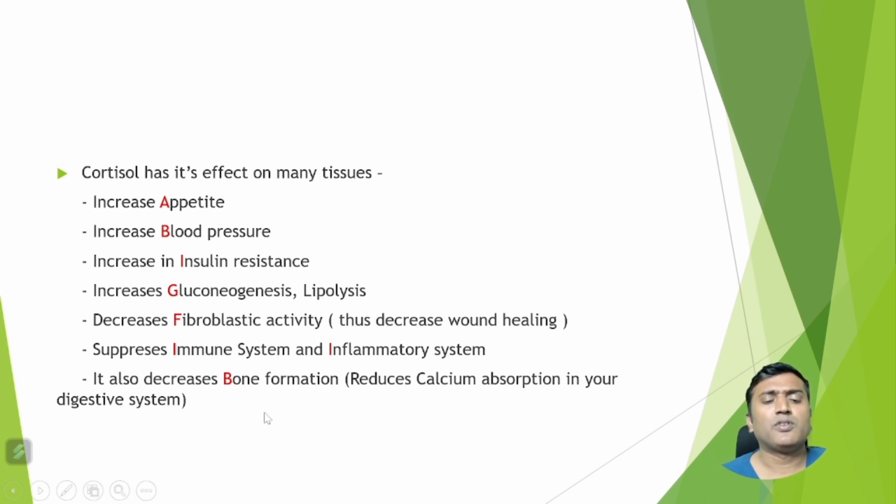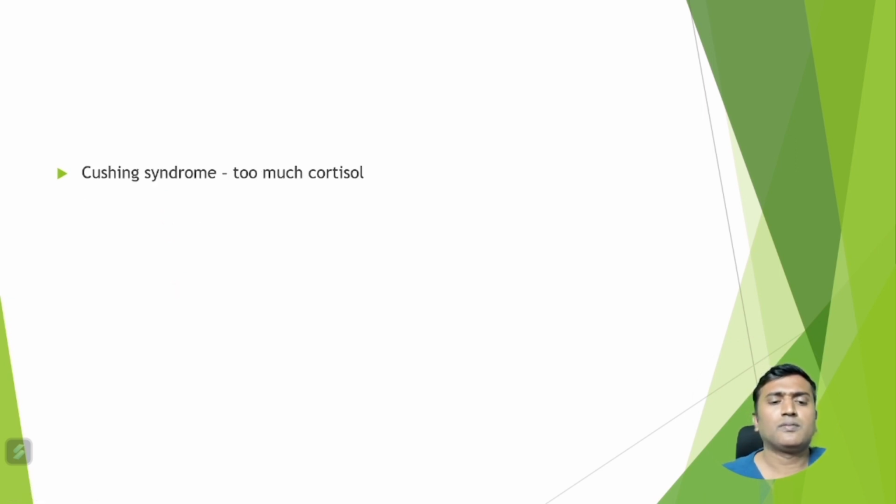So this is a very major side effect which we are going to see in orthopedics. So whenever we give glucocorticosteroids in patients for a very long period of time, there are chances of inducing osteoporosis. Now, whenever this cortisol is present in higher levels, this can cause Cushing syndrome.